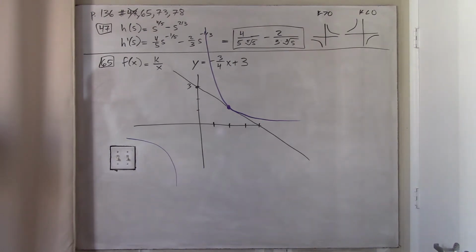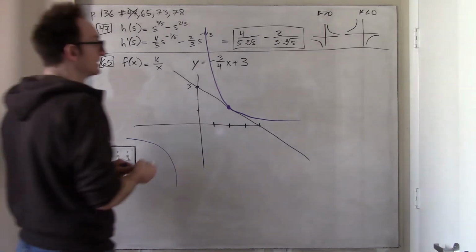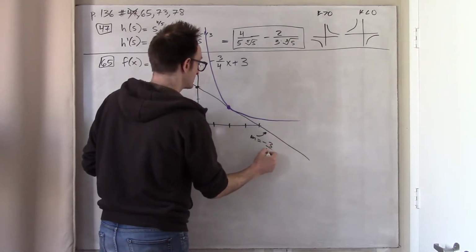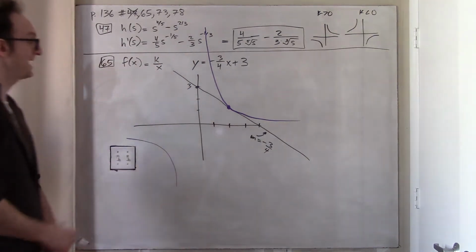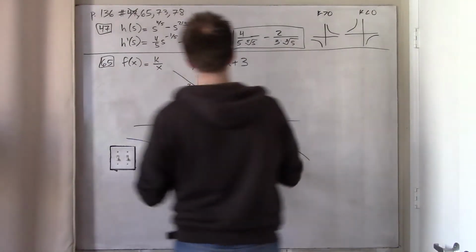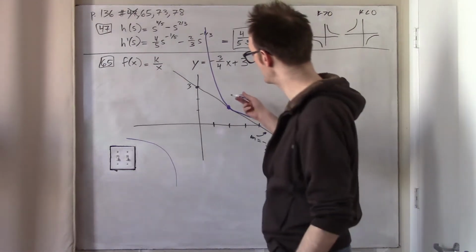I have a picture now, so I can begin thinking, what do I know and what do I not know? I kind of don't know anything. I know that the slope of this tangent line is negative 3/4. That's kind of nice. And I know I have this curve. I guess crucially, what I don't know is what this point is.